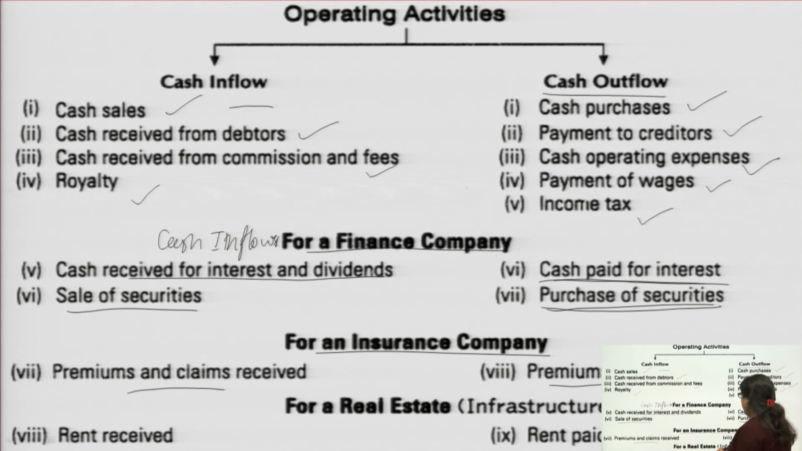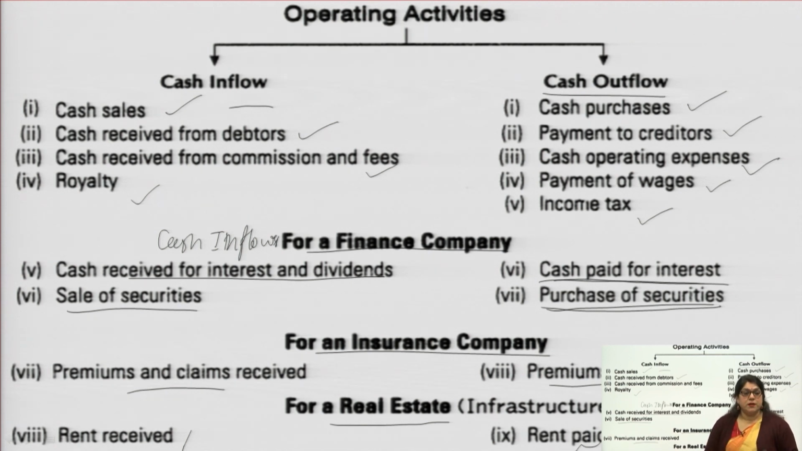If we talk about a real estate or infrastructure company, the rent which you have received will be inflow, and the rent which you have paid will be your outflow. See, for a similar kind of expense, one time it is an investment, one time it is cash inflow, and one time it is cash outflow. It just depends upon the different activity. Once you are purchasing anything, it means you are supposed to pay. Once you are selling something, it means you are supposed to receive the money.